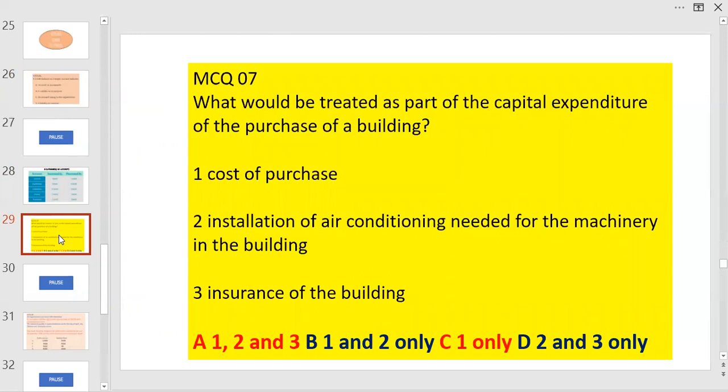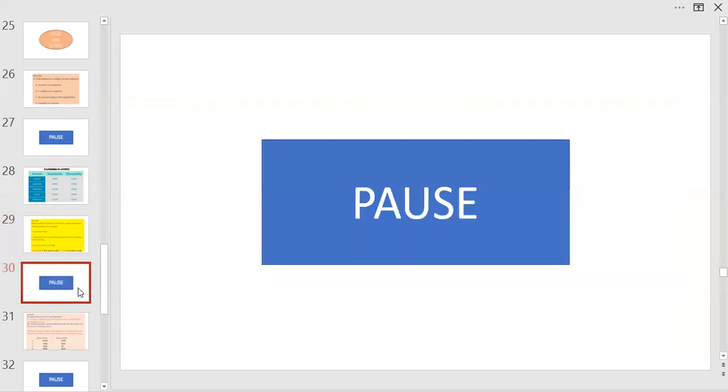What would be treated as part of the capital expenditure of the purchase of a building? 1, the cost of purchase, the building price. 2, installation of air conditioning needed for the machinery in the building. 3, insurance of the building. Now 4 options are given. So we give you a chance for you to answer on your own.